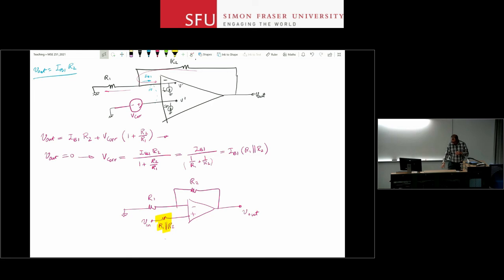V_offset, unfortunately, there's really no solution to it that you can apply in all cases. It's not a systemic problem, it's a random problem. And your only choice really is to choose a better op-amp. Okay.